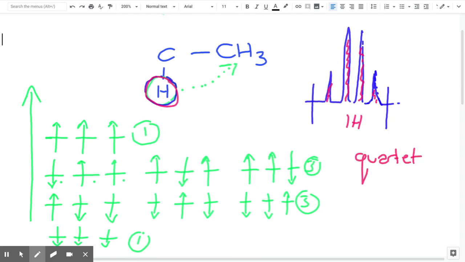Okay, so it's split into a quartet with integration heights of 1, 3, 3, 1, due to it being adjacent to a CH3. Remember, that's being adjacent to a CH3. The peak itself is due to the CH, but the shape of the peak is due to the protons on the adjacent hydrogen. And what we'll do is we'll summarize that in the next clip and get the overall rule, which is called the N+1 rule, summarized.